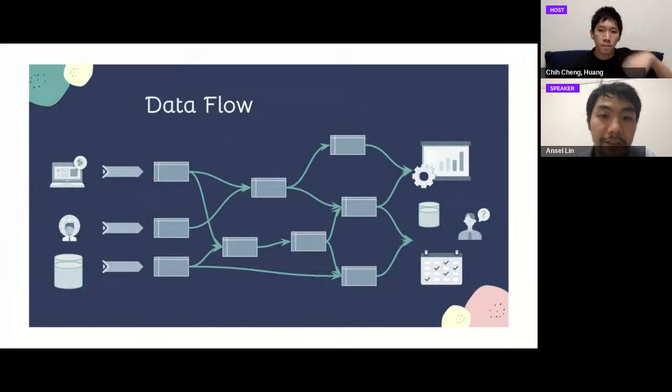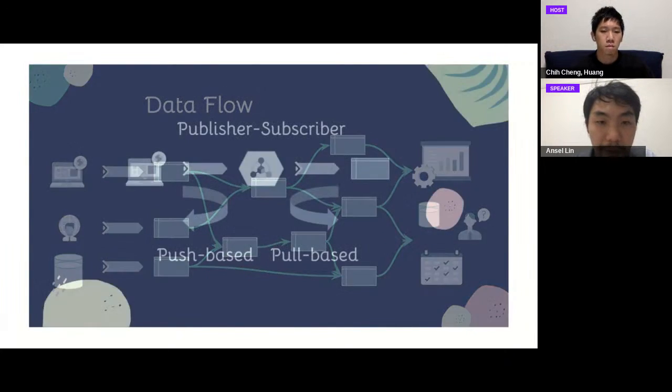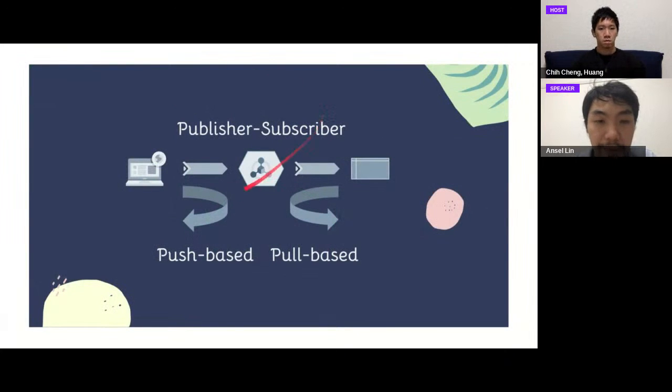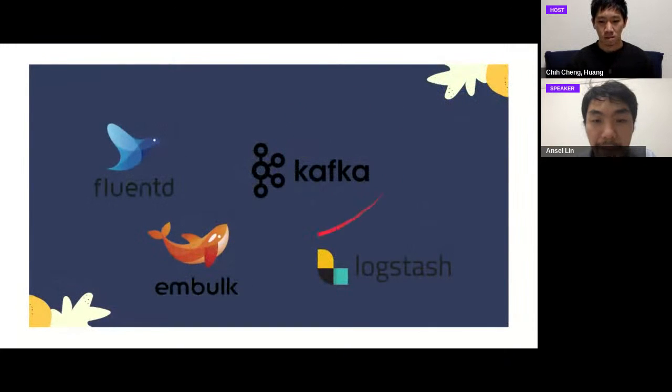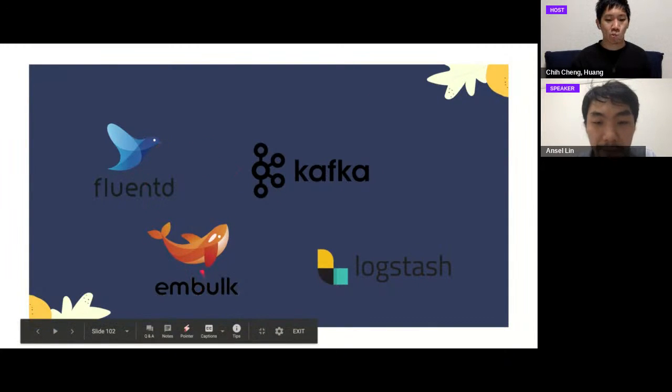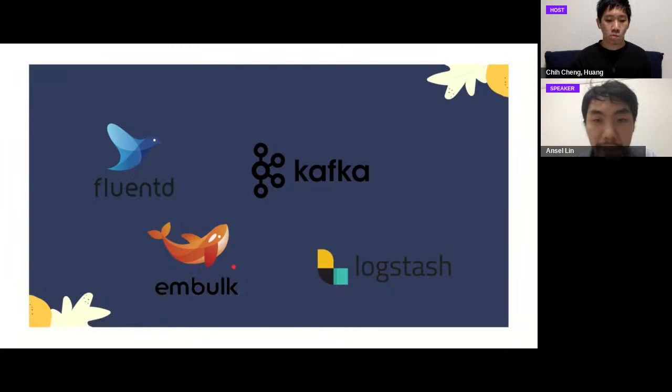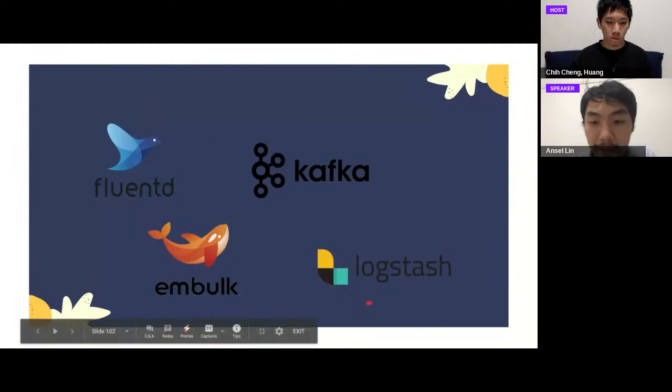And in the data flow, we went through the ingestion part, and we introduced the publisher-subscriber pattern. The most famous publisher-subscriber system is Apache Kafka. And Fluentd, which is from Treasure Data, we can use as an agent. And Logstash is also a popular agent.